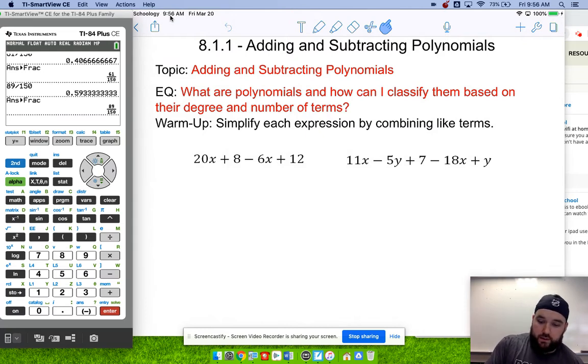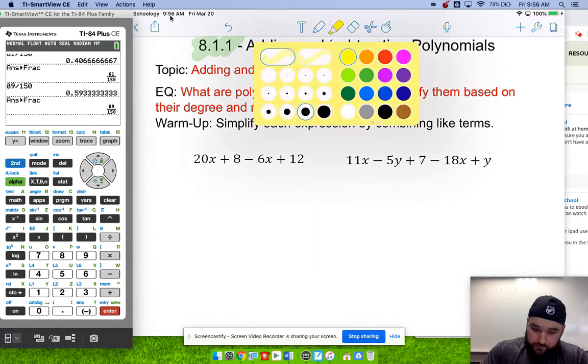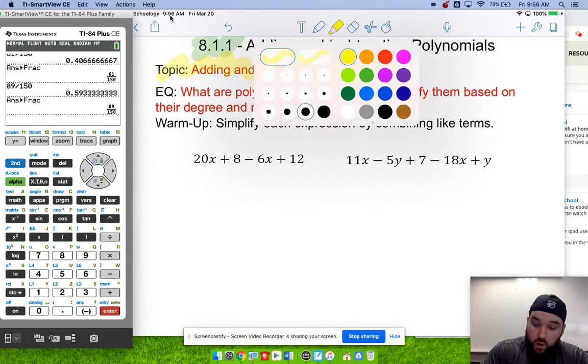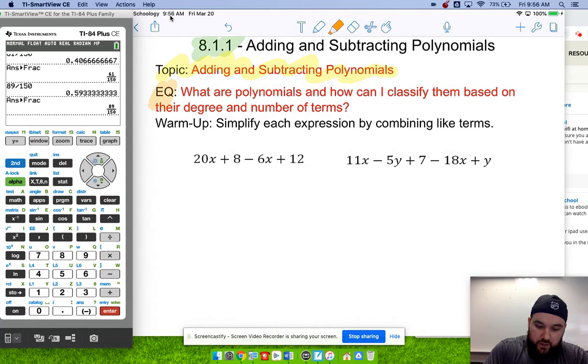So here's what the slides will look like when you tune into the videos. 8.1.1 just means chapter 8, section 1, video number 1. I have the title, Adding and Subtracting Polynomials. The topic for the day is adding and subtracting polynomials. Again, that's usually just a repeat, but I like to emphasize what we're doing. And then our EQ for the day.